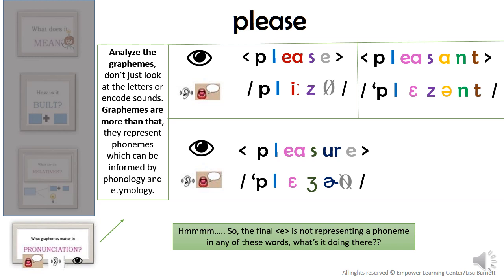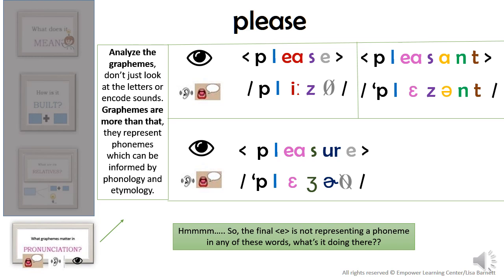So these are called graphemes, but they can function as digraphs as well. The S is representing the phoneme Z, and the E is not representing a phoneme, called a zero allophone. It's just zeroed out. It is not there to represent a phoneme. So why is it there? We're going to have to investigate.